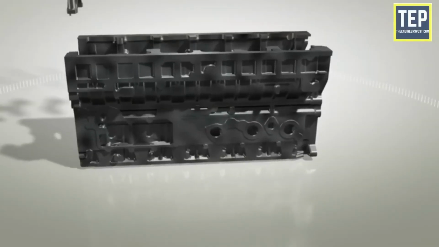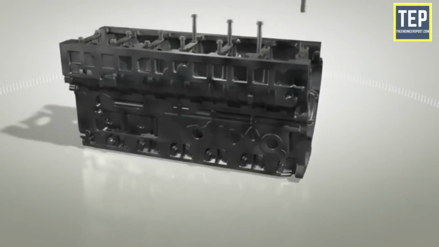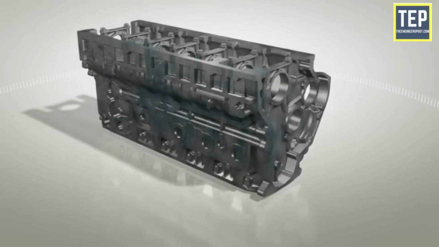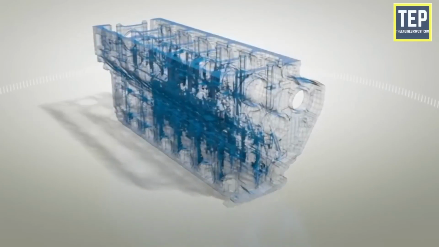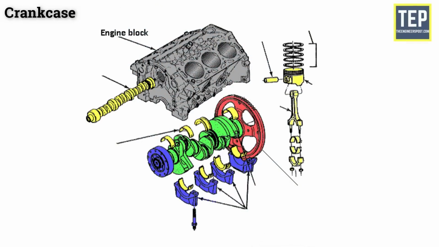Either it can be cast integrally with the block, or can be cast separately and attached to the block with bolts. The crankcase is shaped simply like a box, having no bottom surface. The function of the crankcase is to provide support for the main journals and bearings of the crankshaft, rigidly maintaining the alignment of their axes of rotation under various engine loads.